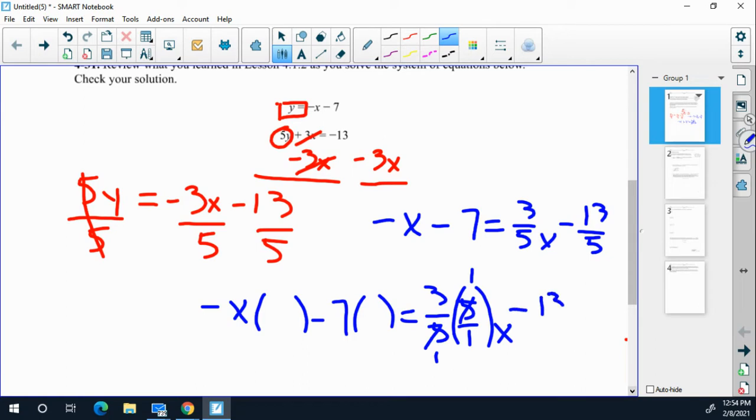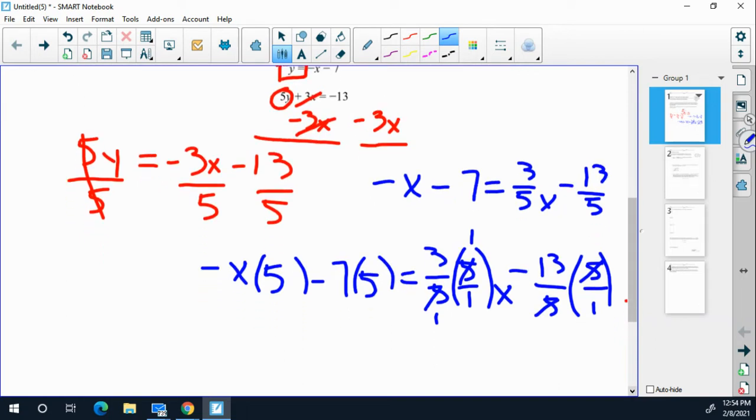So minus 13/5 times 5/1. So the 5s are gone again. But whatever we do to one side, we must do to the other. So we have to multiply all terms by 5. You don't have to put it over 1 because those are not fractions over there.